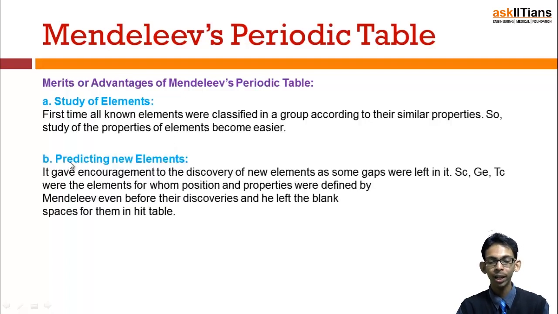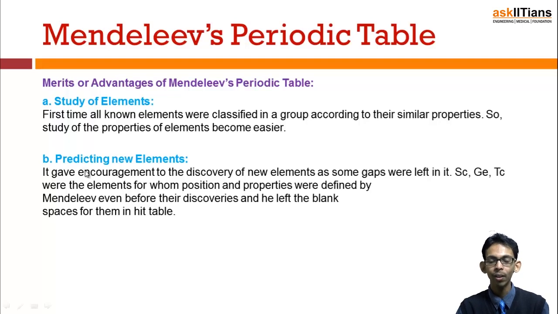Next one was predicting new elements. I just told you that there were some empty spaces in Mendeleev's periodic table, and those empty spaces were to predict that there would be an element which was not discovered yet, but would be discovered in future, and that would be placed at this position.